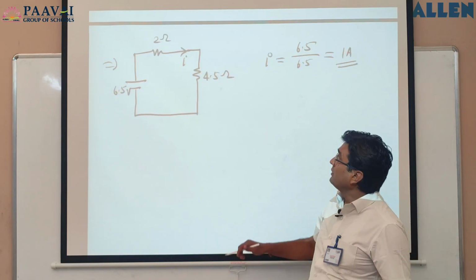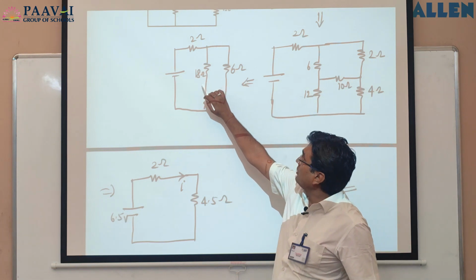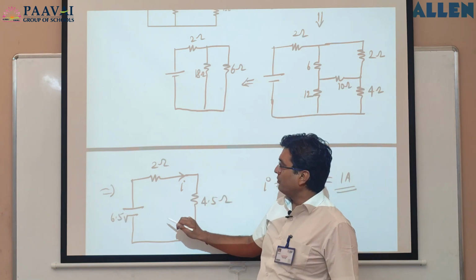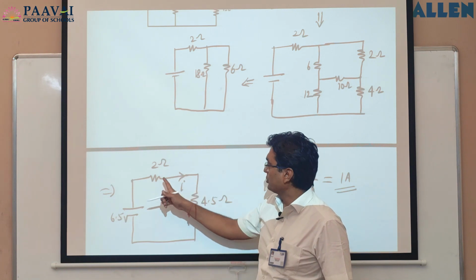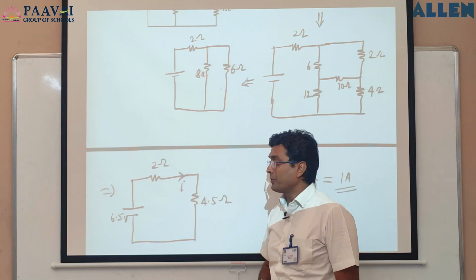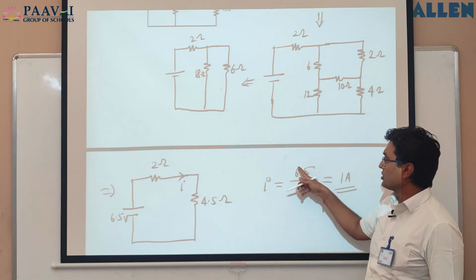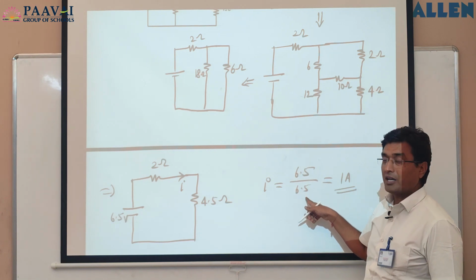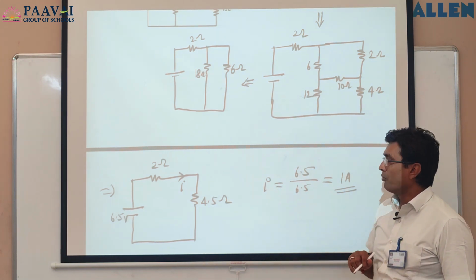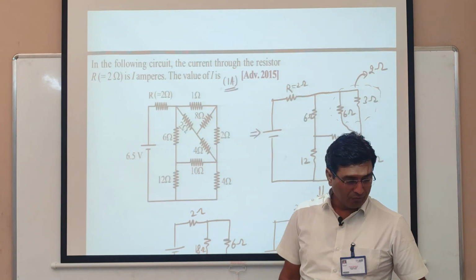We can say that the parallel combination of 6 and 18 ohm will give you 4.5 ohm, and now there are only 2 resistances, and the voltage of the battery is given as 6.5 volt. So, current passing through this circuit will be potential difference V divided by R equivalent. R equivalent is nothing but 2 plus 4.5, which will give you 1 ampere of current. Okay. So, the answer for this question is 1 ampere.